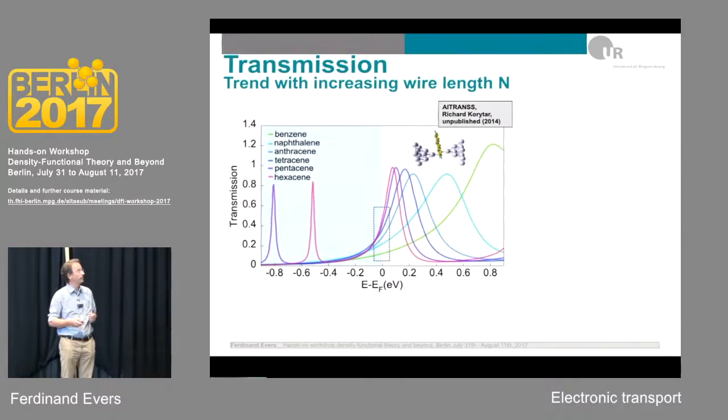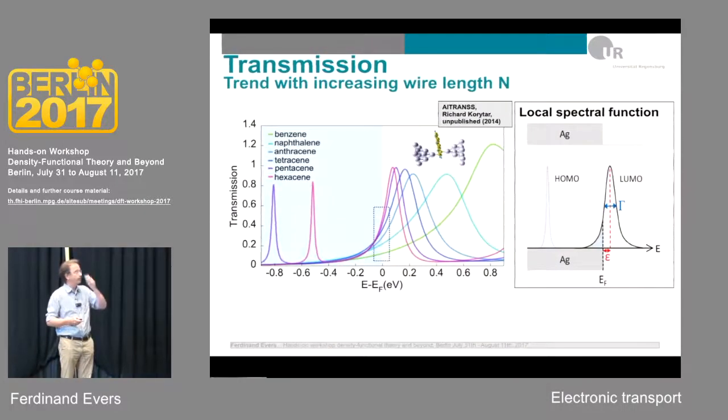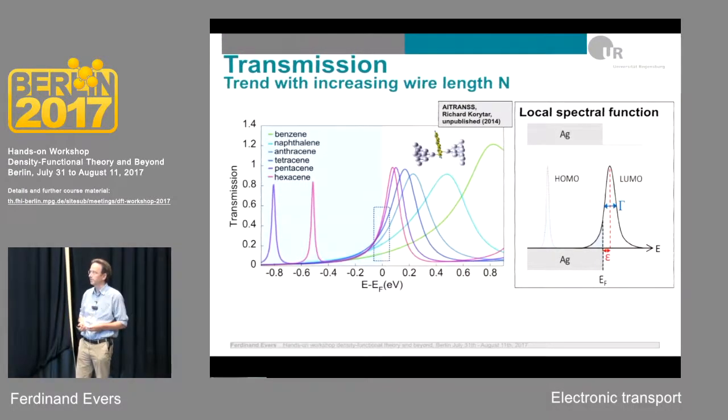The answer is yes. There's quite a few things here. Number one, let's focus on one of these resonances and actually not plot the transmission resonance. Let's just plot the local spectral function. You may remember the local spectral function is something like the density of states. And here we take the density of states just on the molecule. So you get also such a spike.